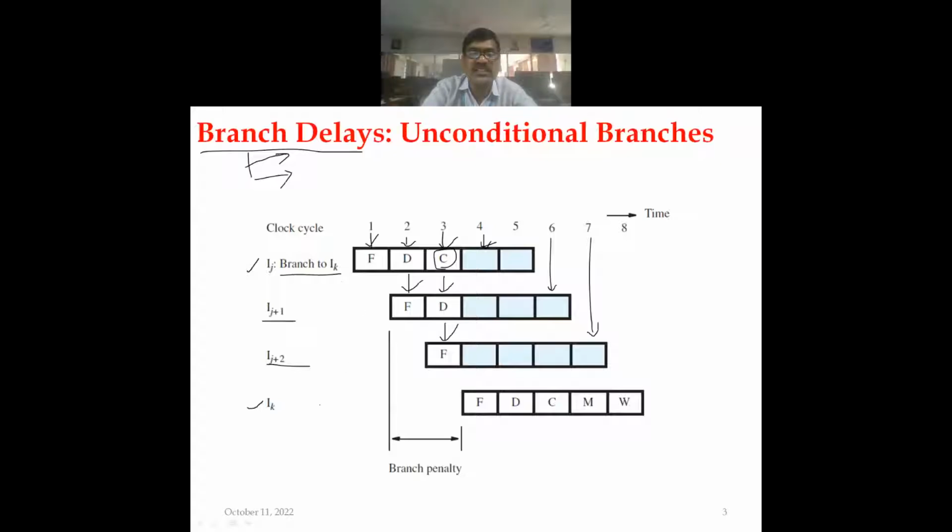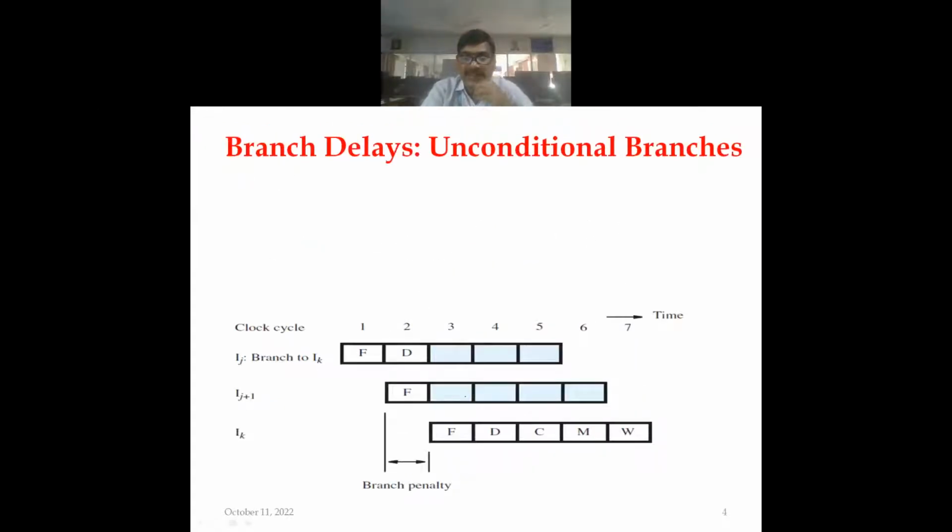Once the branching is done, during clock cycle 4 the Ik instruction is fetched. In clock cycle 5, it is decoded. In clock cycle 6, the computation is performed, then in clock cycle 7, the memory operation is done, and in clock cycle 8, the write operation is done. This is what we call the branch penalty. From clock cycle 2 to clock cycle 3, we have a branch penalty here.